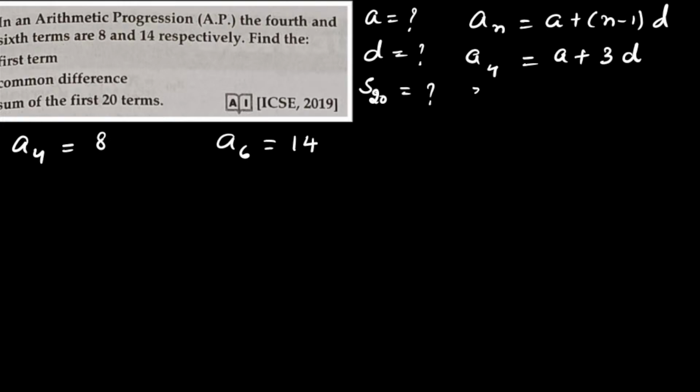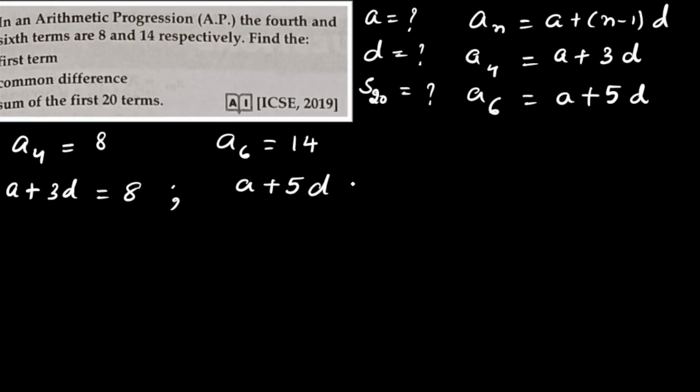4 minus 1 is 3, so A4 will get A plus 3D, and A6 will get A plus 7D, because 6 minus 1 is 5. So A plus 5D will get here. We'll write these formulas here. At A4's place we can write A plus 3D is equal to 8, and here A plus 5D is equal to 14. So two equations are there.